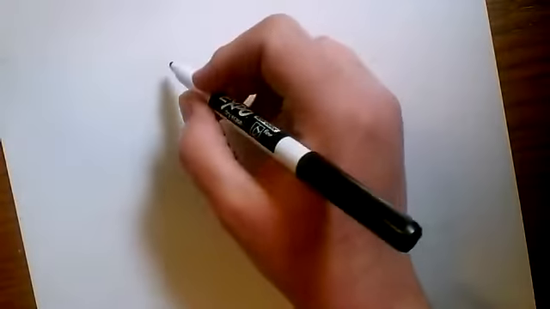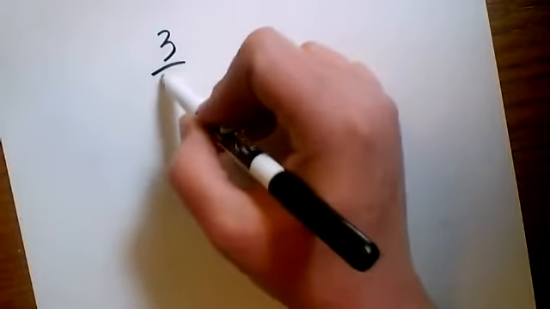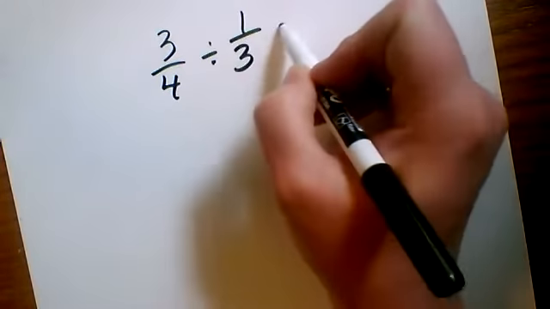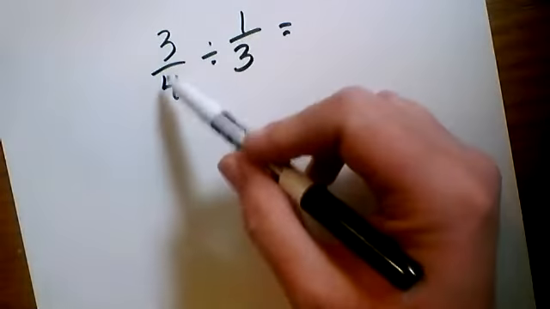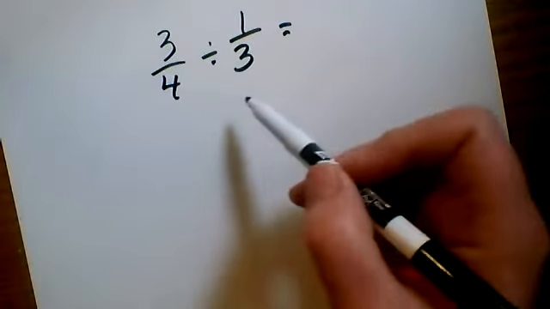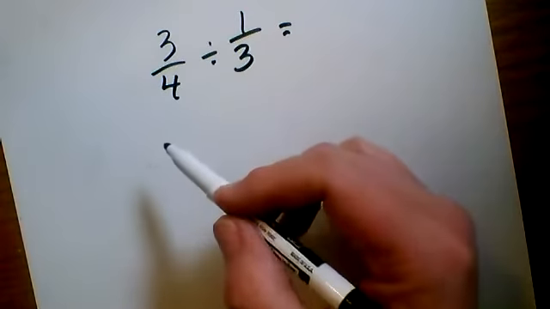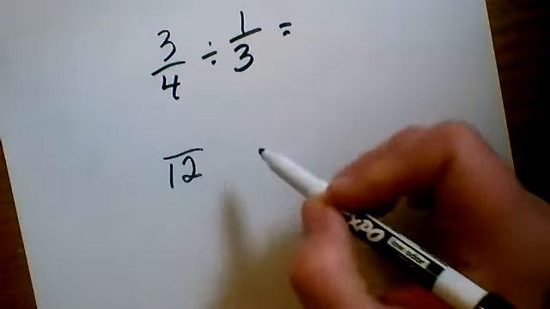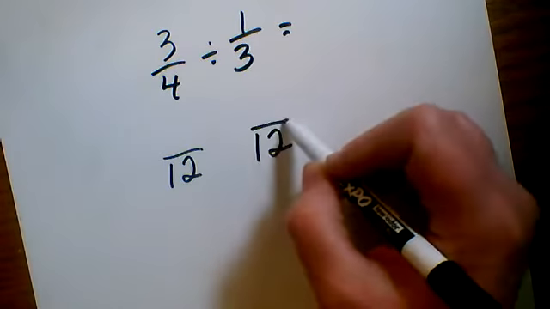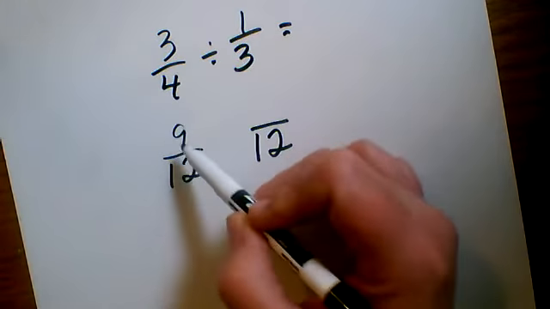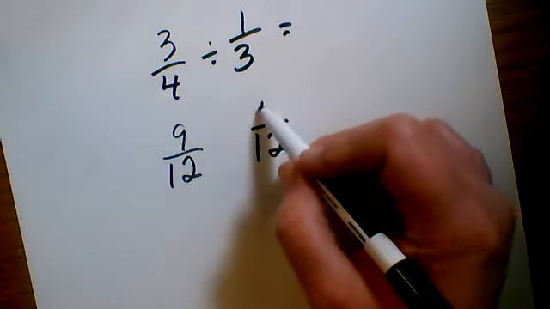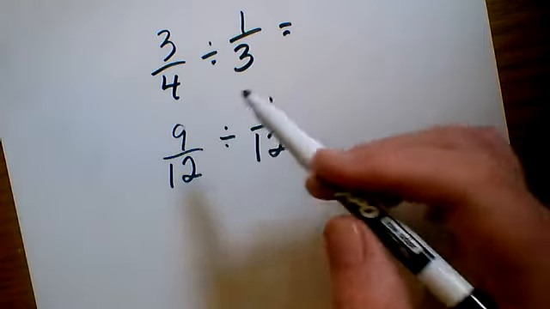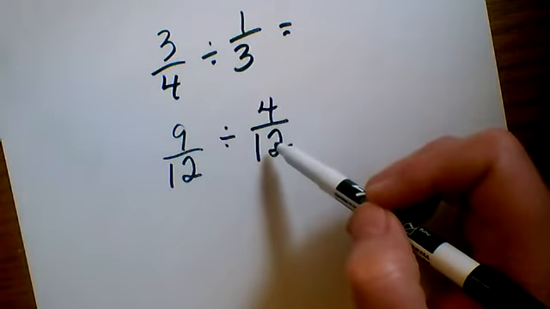Okay, so the first problem says 3/4 divided by 1/3. So we know that means how many 1/3 are in 3/4, but we can use the common denominator method to find this out. And what would be the common denominator? Well, 3 times 4 is 12, so that's one common denominator. So we would have 9/12 and we would have 4/12. So 9/12 divided by 4/12.